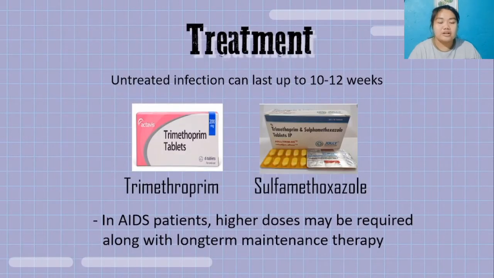So the untreated infection can last up to 10 to 12 weeks. And the treatment of choice is trimethoprim and sulfamethoxazole. So with AIDS patients, higher doses may be required with a long-term maintenance therapy.